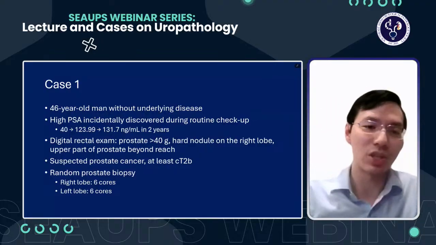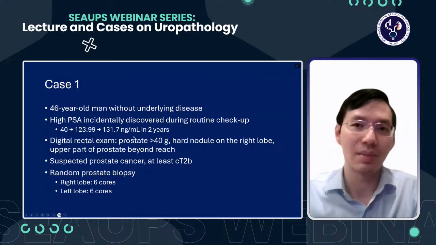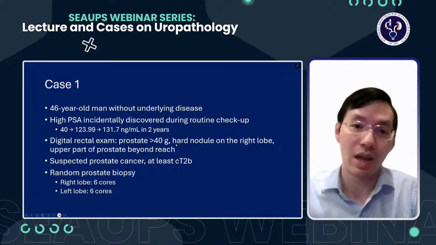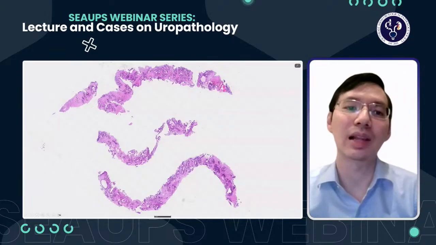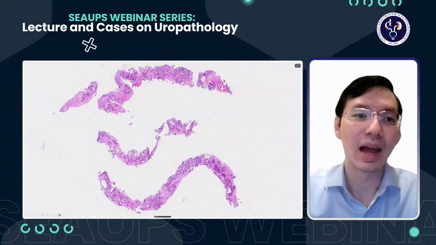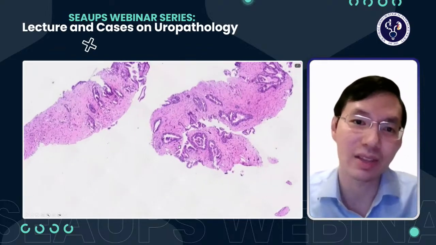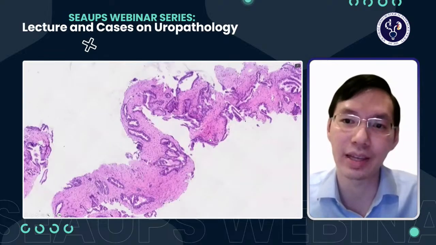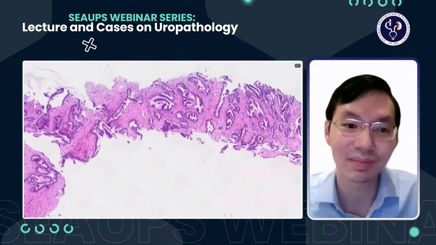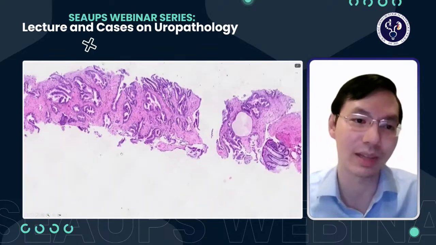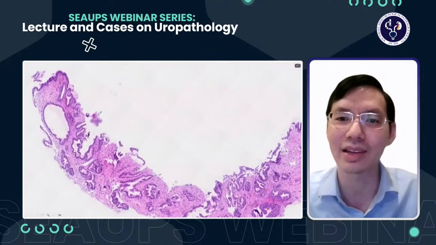So he did a random biopsy, 6 from the left and 6 from the right. About 8 of 12 cores showed essentially the same findings. And here's a representation of what the biopsy looked like. Okay, let me zoom in a little bit. At my first glance, I looked at it briefly, and it looked kind of benign to me. That was my initial impression. So I just called my resident and told him that, yeah, look, they're benign.